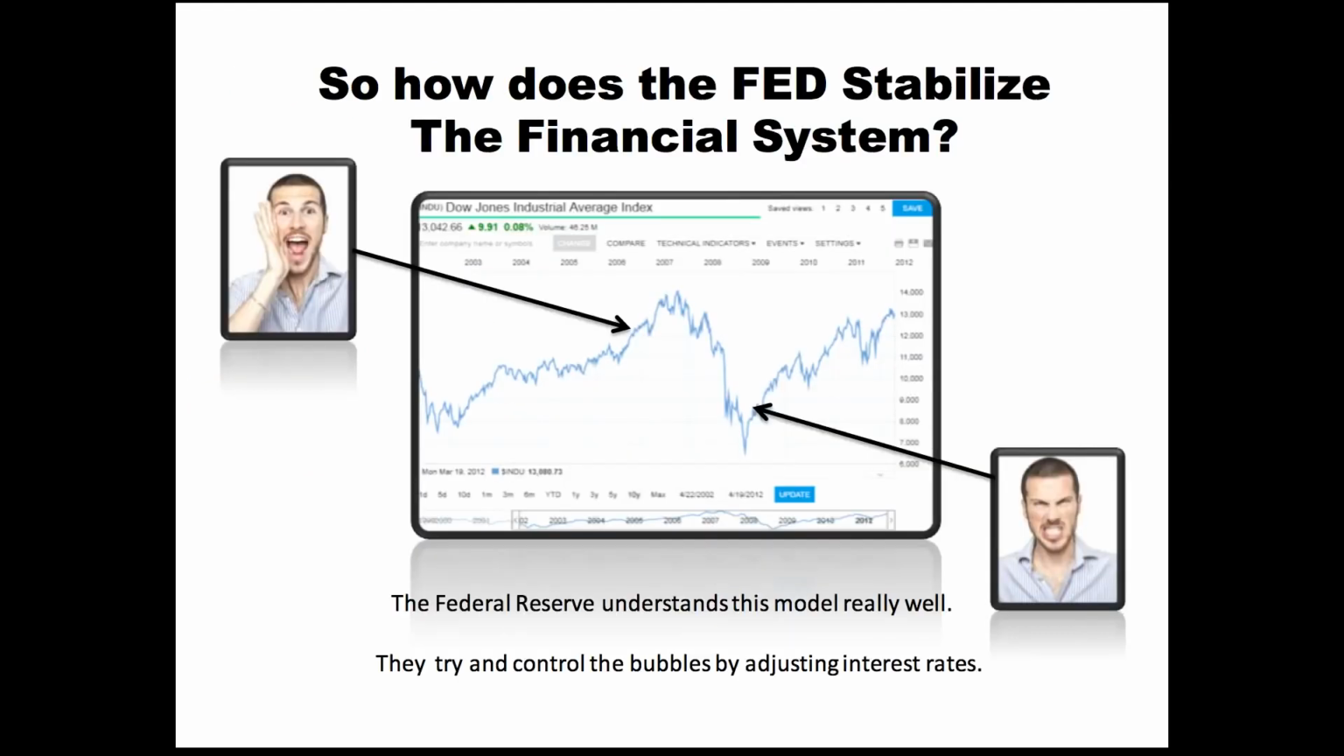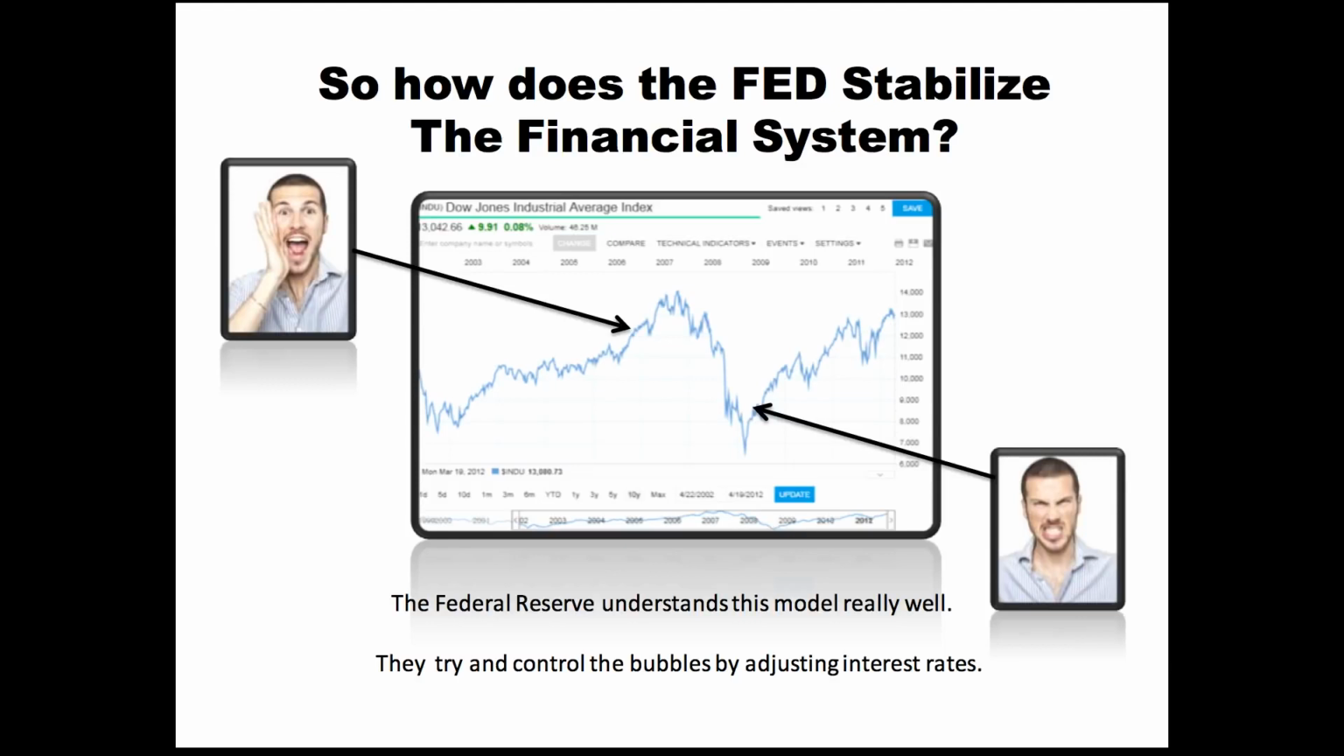So how does the Fed stabilize the financial system? If there's one thing that the Fed really understands, and trust me, there's some very smart people running the Fed, they understand this model right here really well. And this is the fear and greed model that we've been talking about in the 2 previous lessons. And here's Mr. Market. And as you can see there in 2006, 7, and 8, you had Mr. Market screaming for everybody to join in and to take the market higher.